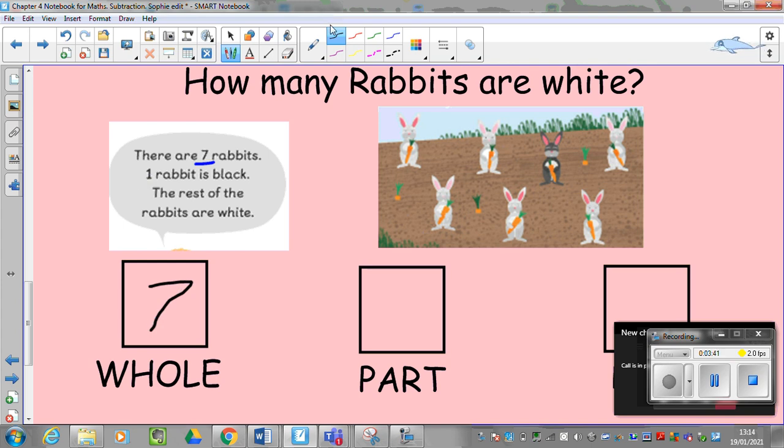1 rabbit is black. Now I can take that from this information here, but I could also have a look here and see that one of my rabbits is black. So that is going to be our first part. And then how many of the rabbits are white? Because that is going to be our answer. The rest of the rabbits are white. Now let's count them. 1, 2, 3, 4, 5, 6. 6 of the remaining rabbits are white.